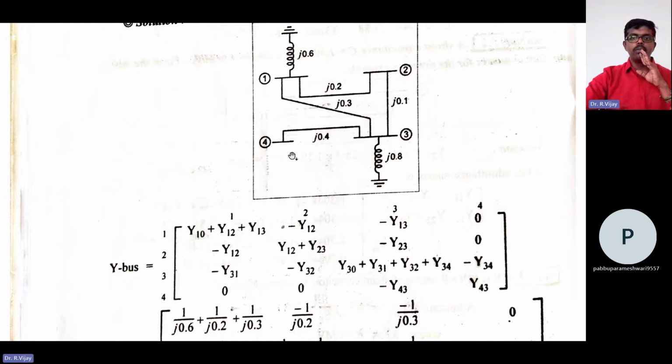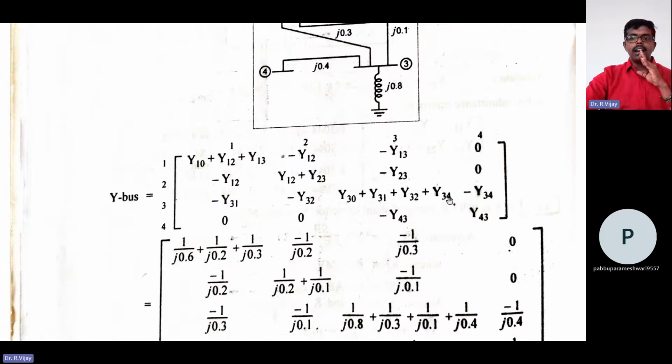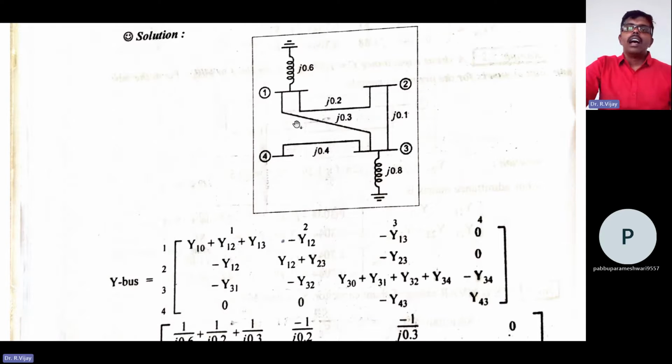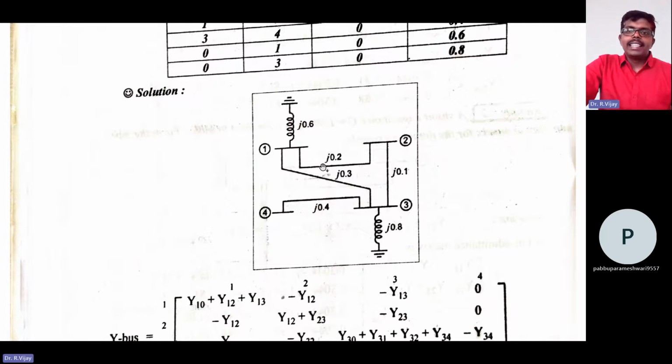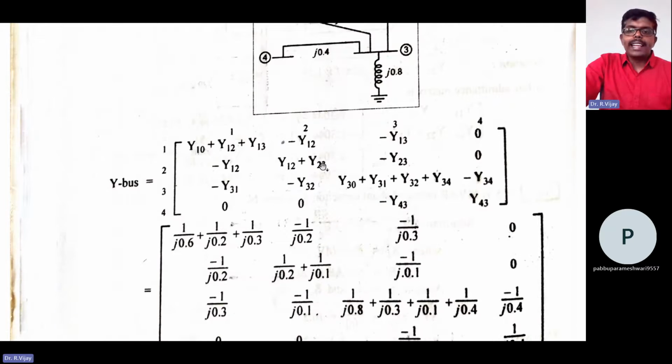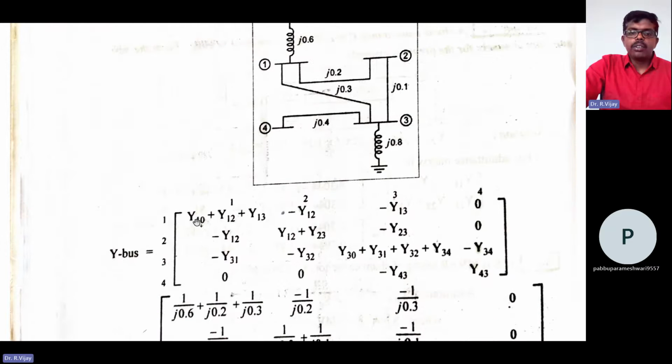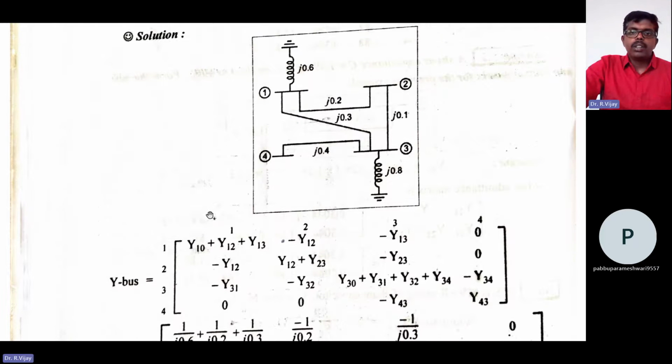Okay, so 4 is what? Only one thing is joining here, so that is minus of 1 divided by j. Here all the values are given as impedance, so you need to take 1 divided by that. So z is equal to 1 divided by y. Whatever values you have taken here, you need to take minus of 1 divided by the j.